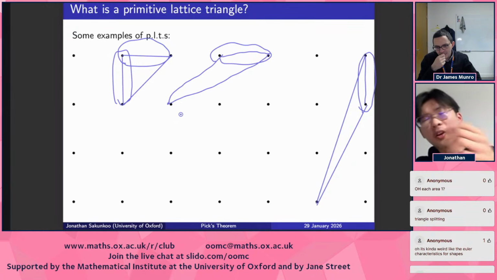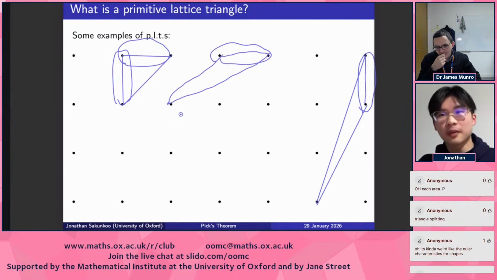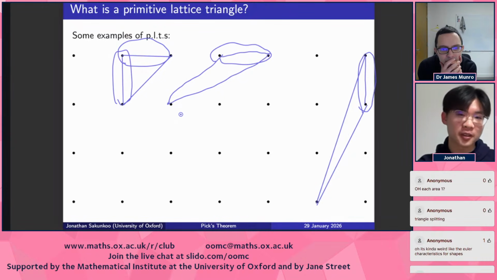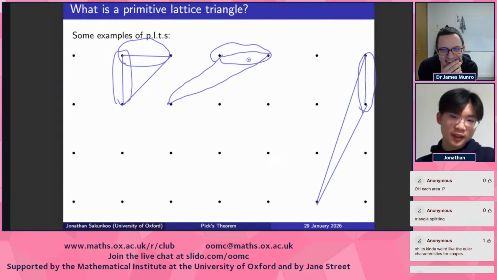How do we show that each primitive lattice triangle has at least one side that's parallel to a coordinate axis, that's like from one point to another directly adjacent to it? Do you think that all primitive lattice triangles will look like this?